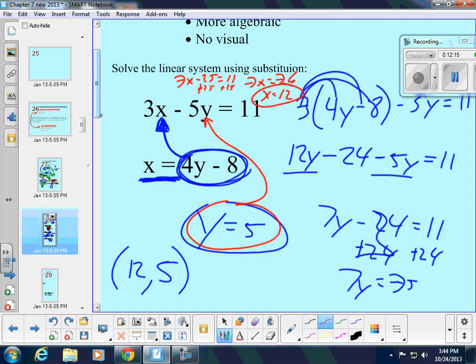If I try it in the other equation, plug 5 in for y in the second equation. 4 times 5 gives me 20. 20 minus 8, what do you know? That also gives me 12. So again, just showing you, it wouldn't matter which equation you plug it back into. Either one will still give you the same answer because that's the solution to our system.